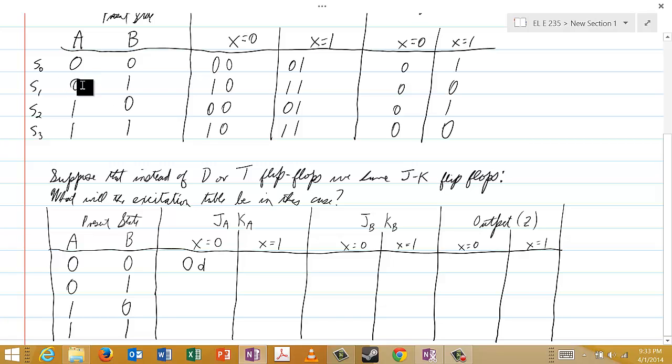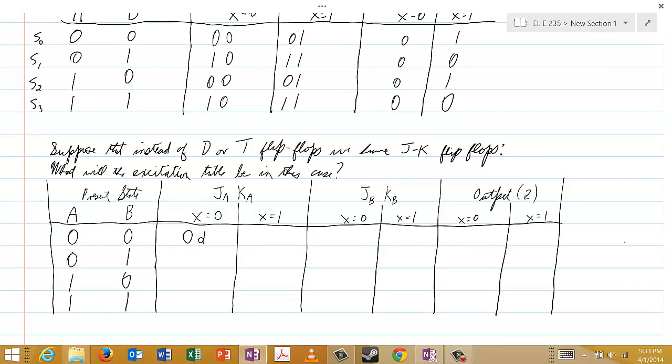Here, A is equal to 0, the present value of A is 0, and the next value of A is 1. So what values for JA and KA will make that happen? Well, one possibility would be 1, 0. Because for a JK flip-flop, when J is equal to 1 and K is equal to 0, that says regardless of whatever the present value of the output is, the next value of the output will be 1. And that is what we want. We want the next value of the output, A, to be 1. But 1, 0 is not the only possibility.